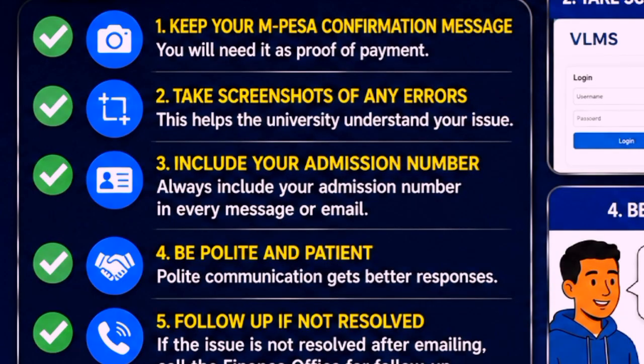Important tips: keep your M-Pesa confirmation message. Take a screenshot of any errors. Include your admission number in every message or email. Be polite when communicating with the university staff. If the issue is not resolved after emailing, call the finance office for follow-up.